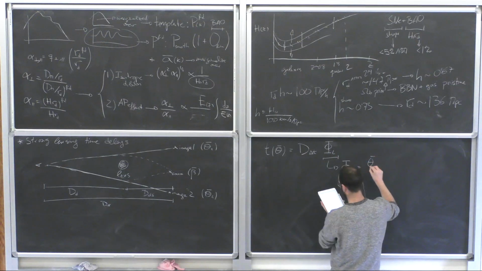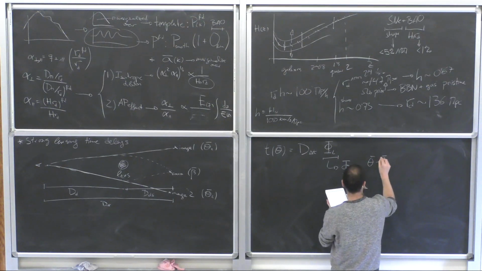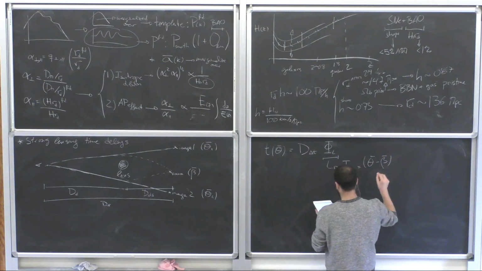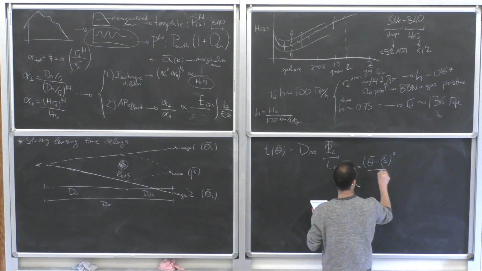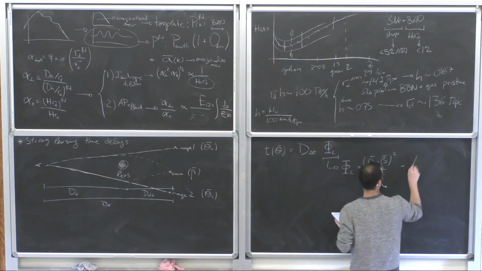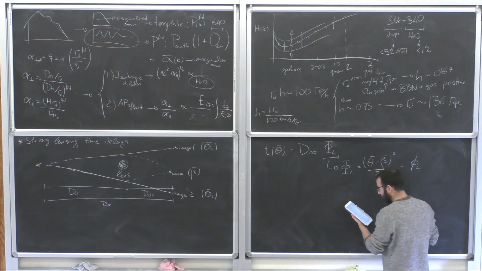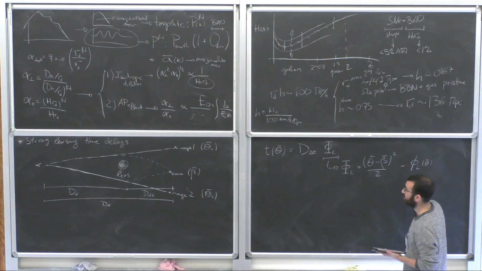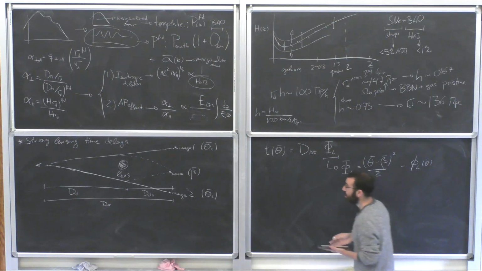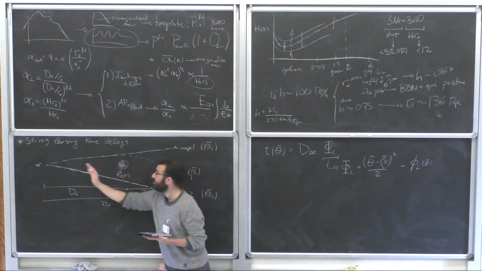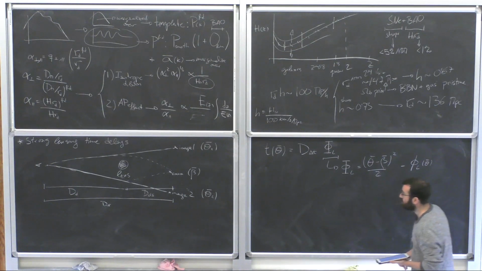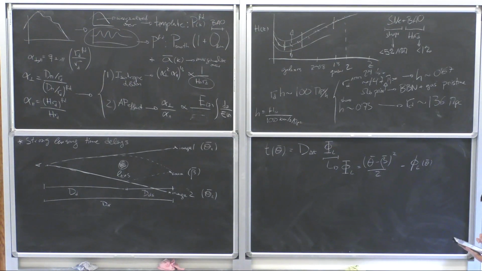Fermat potential that goes as the difference between the angle, the position of the lens source and the lens image, squared over 2, minus the lensing potential for each image. And basically this lensing potential is the projected gravitational potential along the line of sight, given some kernels that we're going to discuss tomorrow when we discuss weak lensing.